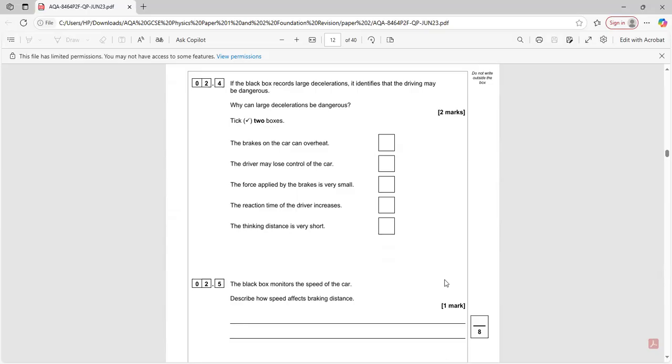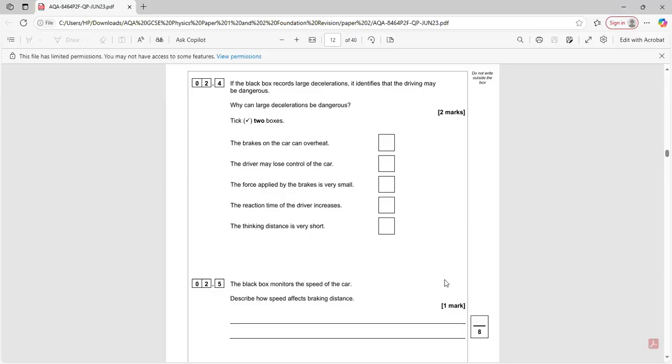Okay, moving on. It says if the black box records large deceleration, it identifies that the driving may be dangerous. So what could cause that? Why can large decelerations be dangerous? Really, if you think about it, that's why they usually advise do not apply too much force on the brake. A very large deceleration means the brakes on the car can overheat.